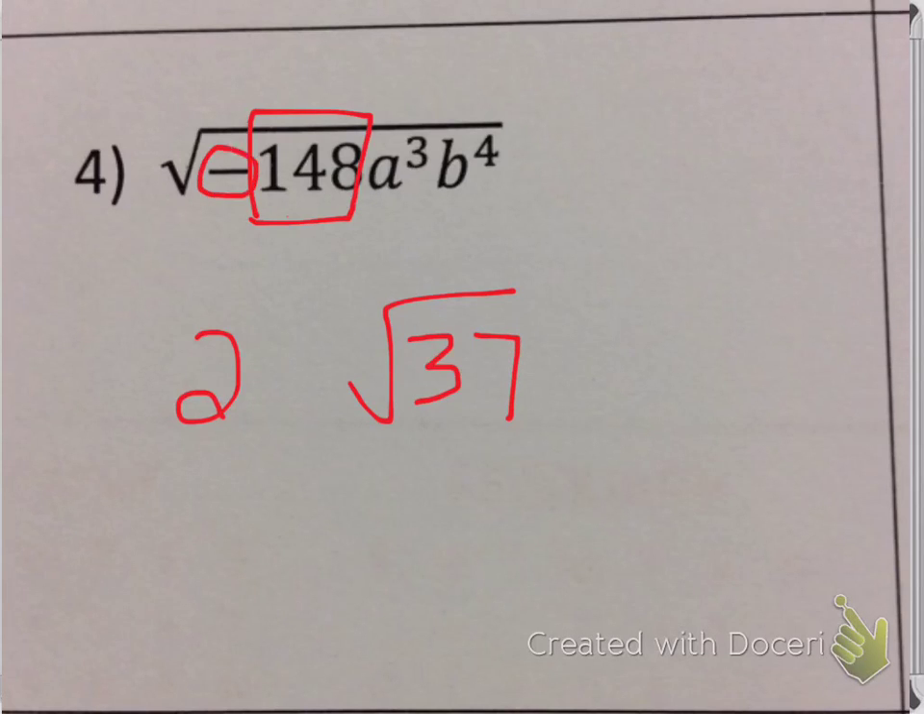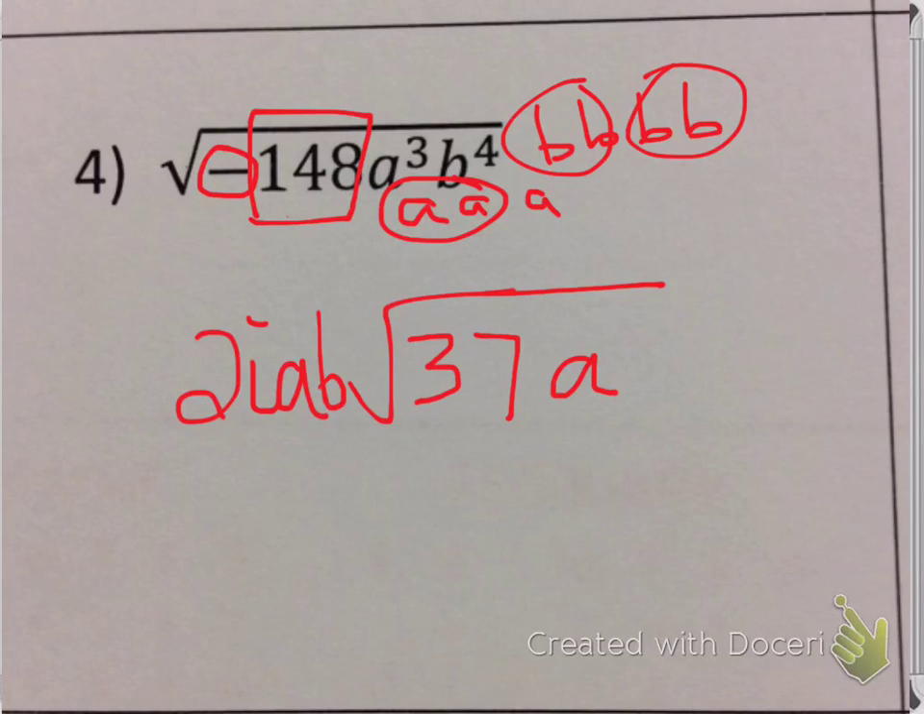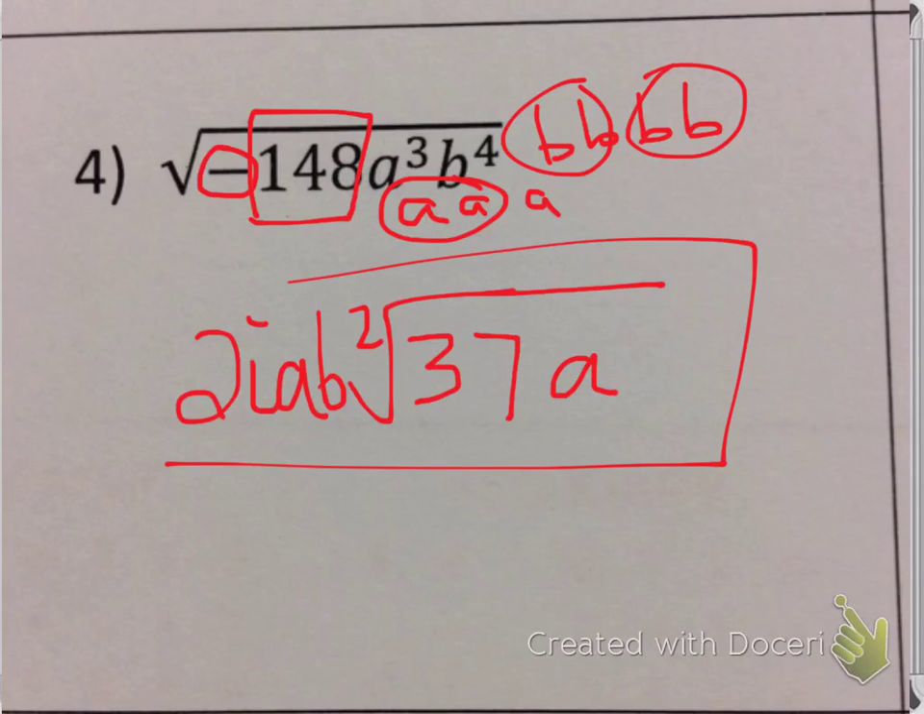That negative is going to come out as an i, so you can put it in there wherever you want it to go. And then we're going to talk about our variables. We have 3 a's here. We have to have a group of 2 to bring out. So 1 a gets to come out, 1 a has to stay under. We have 4 b's. They come out in groups of 2. So we have 2 groups of 2. So we're going to have b squared that gets to come out. So this is really messy looking. It actually looks worse than it started out, but this is the simplified version of this.